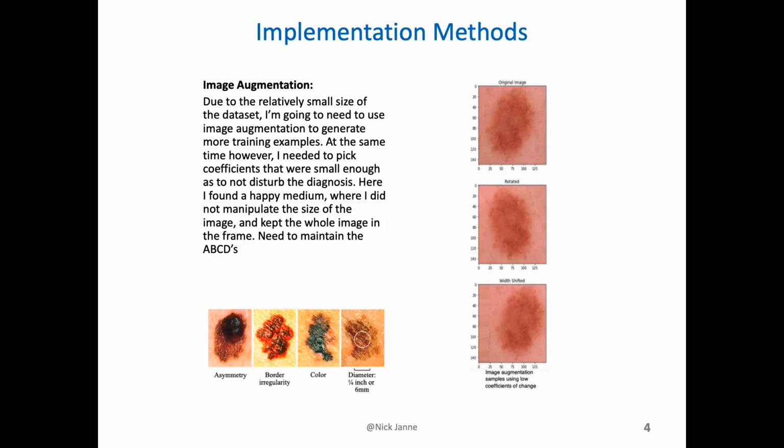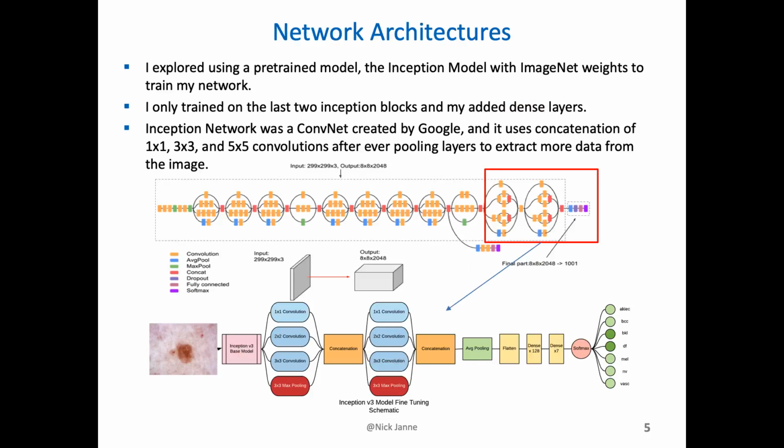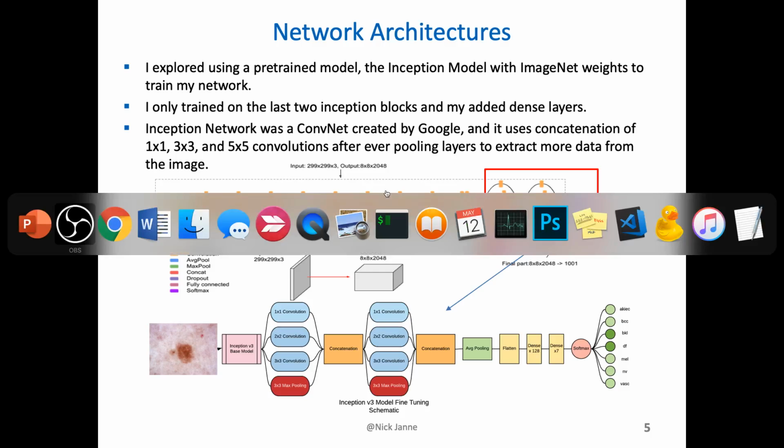And to implement this, because there's only 10,000 images, I had to use image augmentation, but I had to use it in such a way where I wouldn't modify the images to the point where a false diagnosis was created, and this was done through the ABCD rules. The network architecture I used was the inception model created by Google. I only trained the last 2 inception blocks because I don't have the computational power to train the rest. But doing so rendered a high level of accuracy with a low training time due to the inception model's framework.